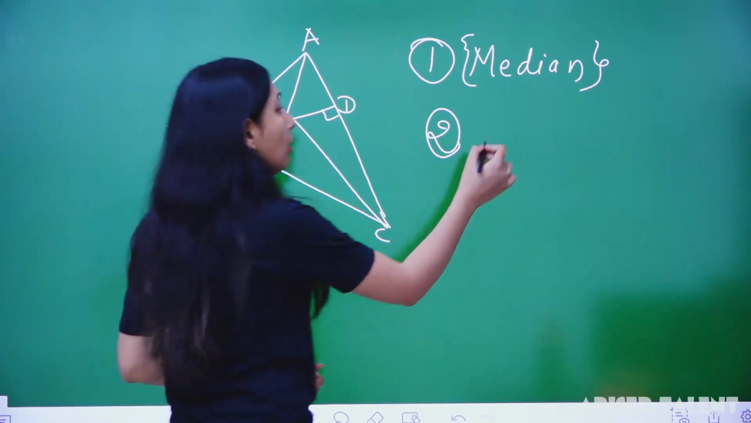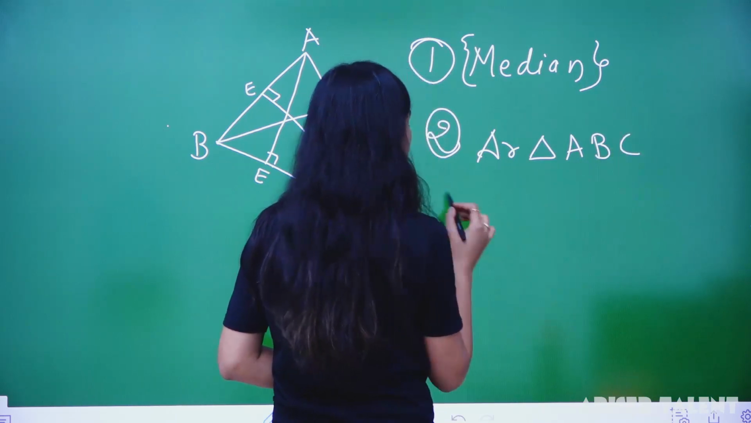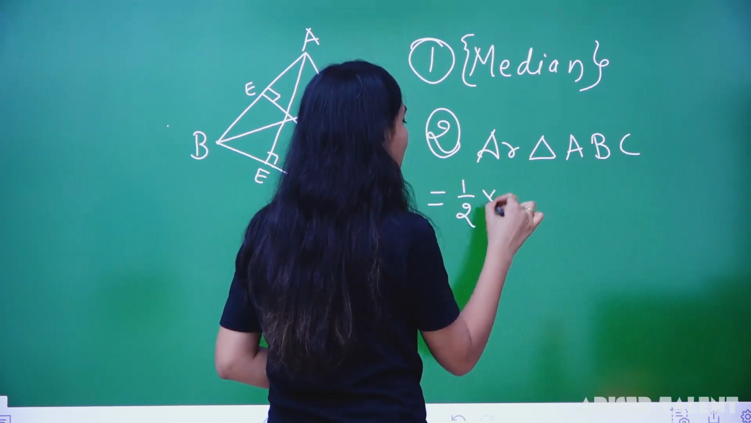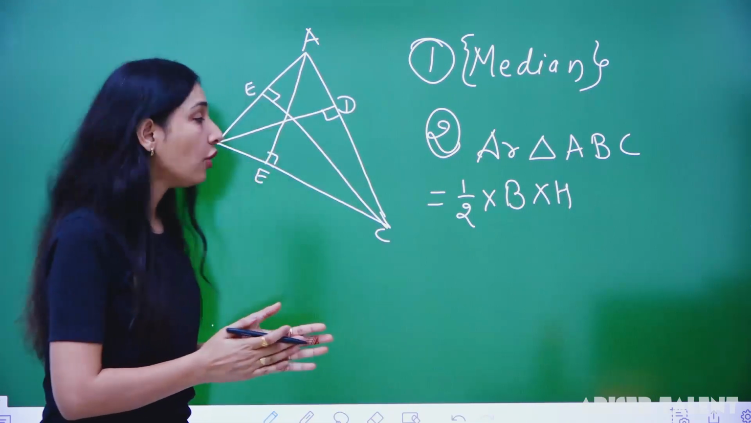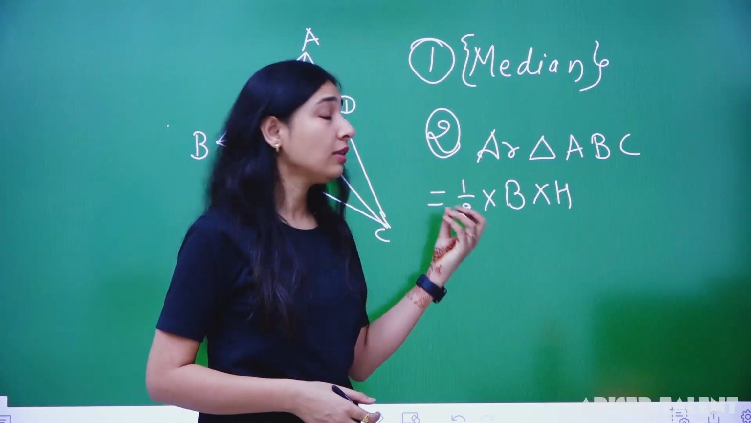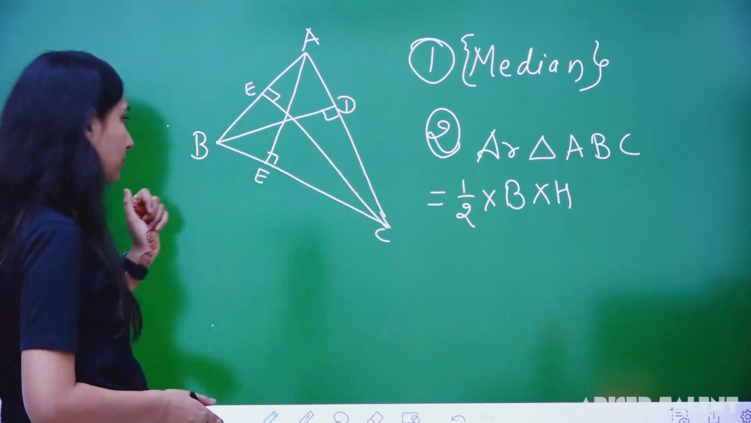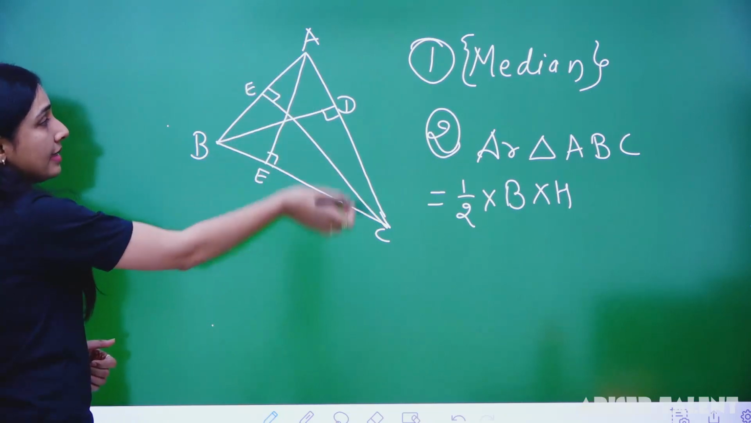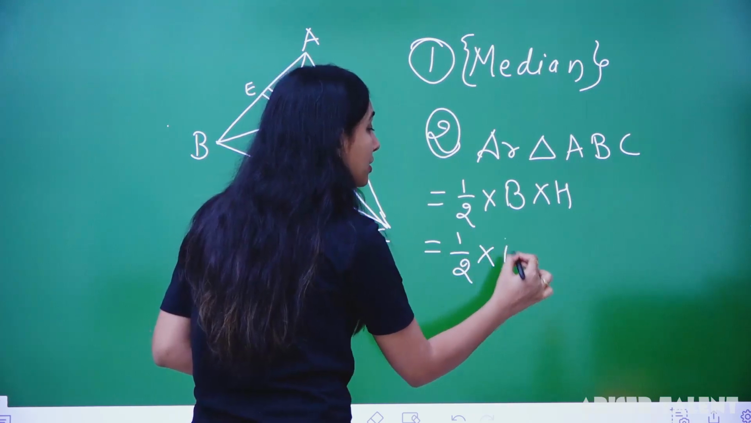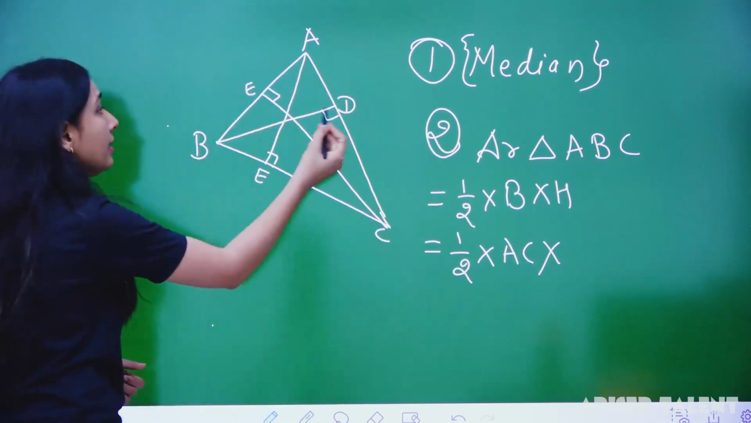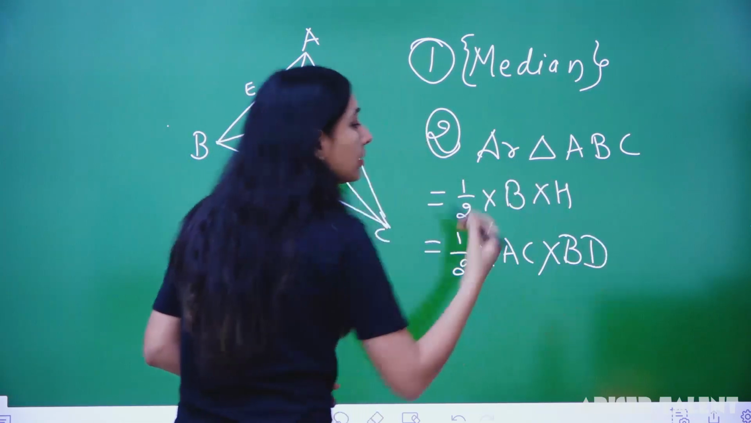Okay, the area of triangle ABC is equal to half multiplied by base multiplied by height, or we can say half of the product of base and the altitude. What is the altitude? The perpendicular distance. If I'm taking this AC as base, that will make it half multiplied by base, which is AC. Now if AC is base, then BD is going to be the altitude or the perpendicular.